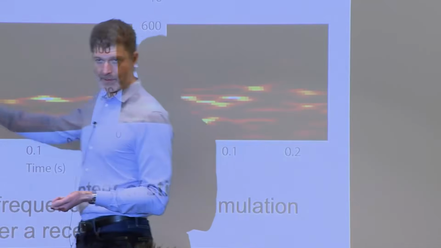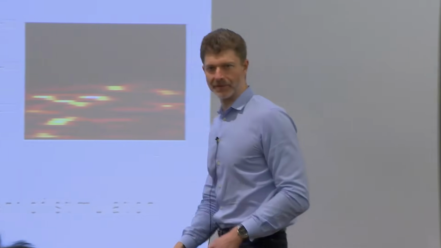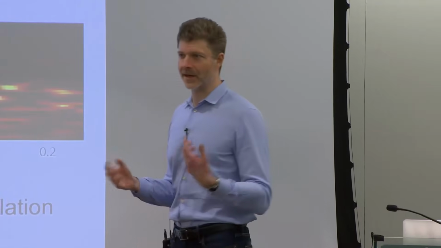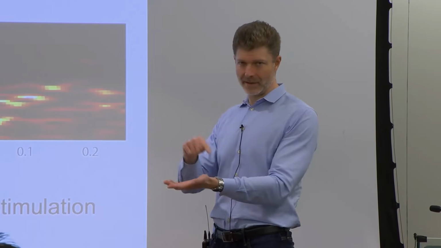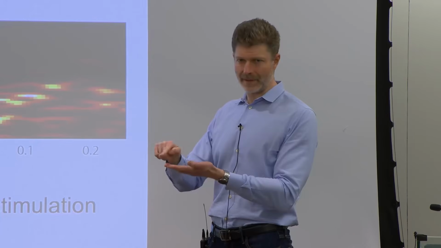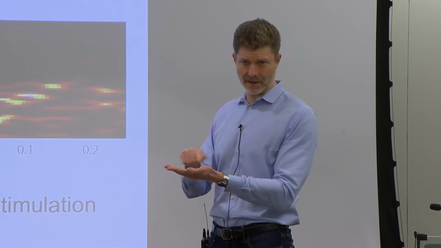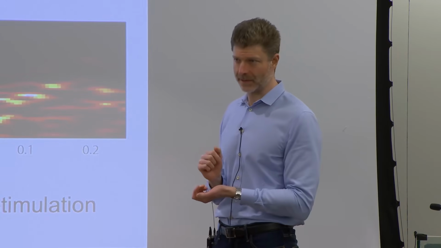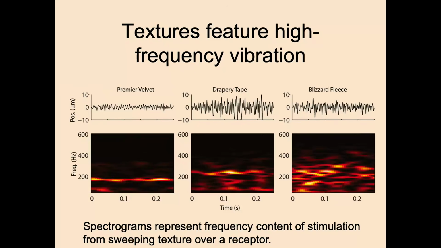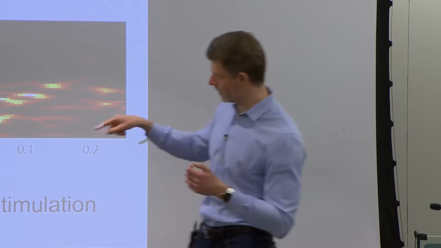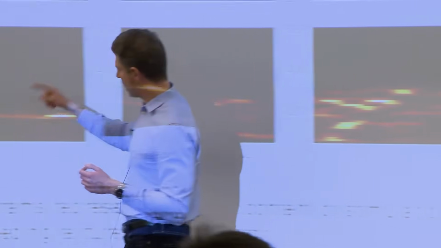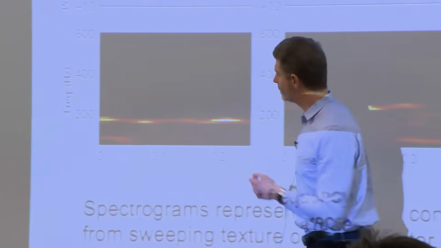These are spectrograms. Remember spectrograms? You all love spectrograms, right? We use those to analyze audio. But what happens when you're feeling a texture is that the spatial depth map gets turned into a time series, because you're sweeping this thing across the receptor. If you assume that it's moving at a certain rate, you can then turn it into a spectrogram, where you have the frequency content as a function of time.